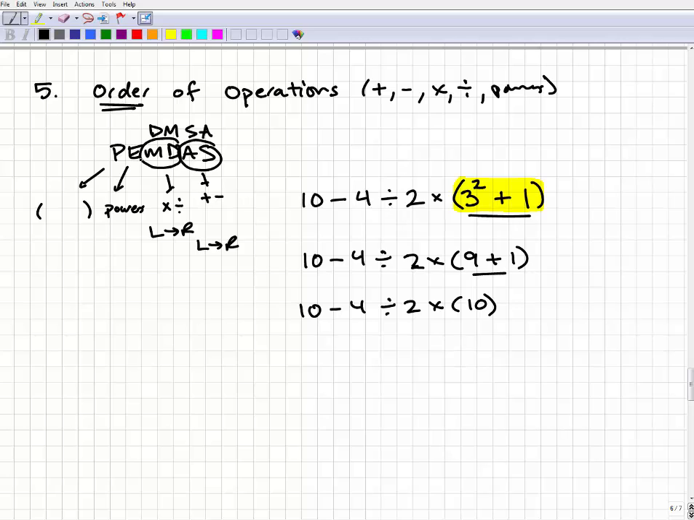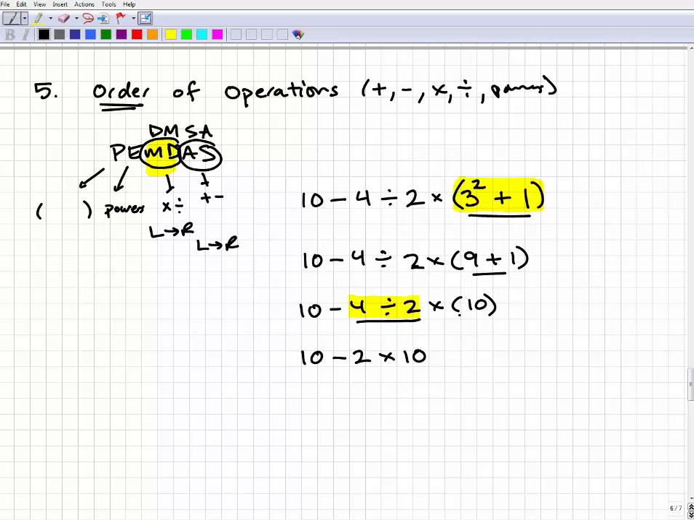So I start looking at this problem from left to right. You can see here I have 10 minus 4, but I'm not going to do that first. I keep going from left to right because I have division and multiplication, which is higher in my pecking order than addition and subtraction. So the first one I see from left to right is division. So I've got to do that. 4 divided by 2 is 2. So I'm going to write this as 10 minus 2 times 10.